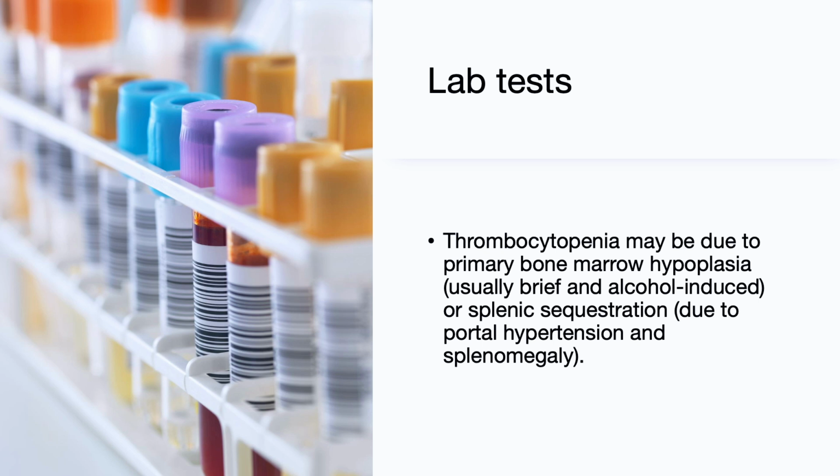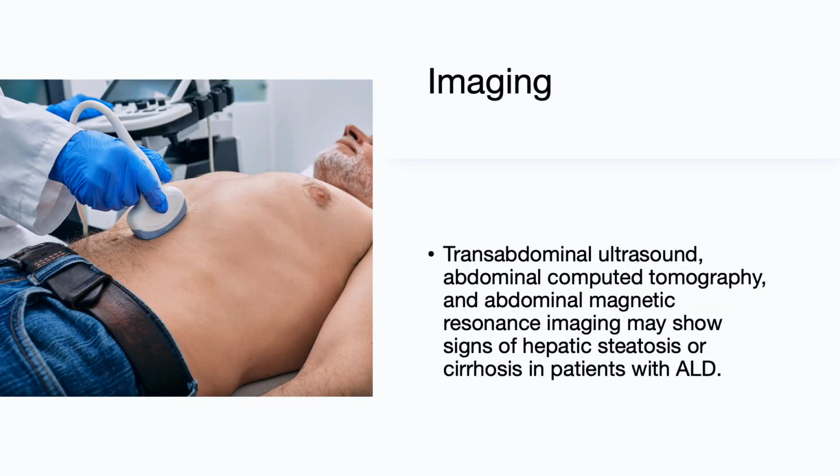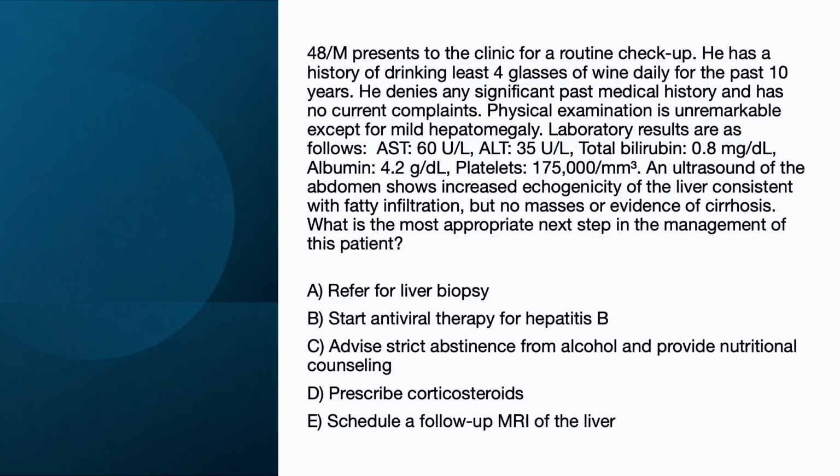Thrombocytopenia may be due to primary bone marrow hypoplasia, usually brief and alcohol-induced, or splenic sequestration due to portal hypertension and splenomegaly. Transabdominal ultrasound, abdominal CT, and abdominal MRI may show signs of hepatic steatosis or cirrhosis in patients with alcohol liver disorder. Here's a case: a 48-year-old man presents to your clinic for a routine checkup.